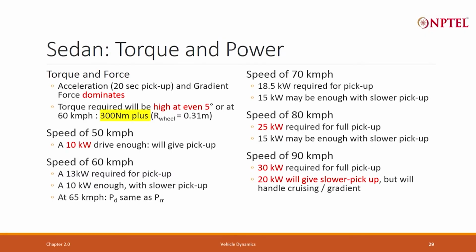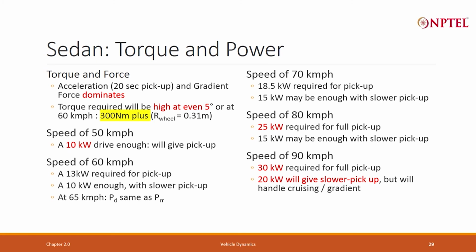Speed up to 90 kilometer per hour, you suddenly require 30 kilowatt for pickup. 20 kilowatt may be enough, including for slope. Slope, of course, you will not go at 90 kilometer per hour, you will go at 30 kilometer per hour. So, if you have a 20 kilowatt motor, it will give you a slower pickup, but the rest will work. But at 90 kilometer per hour, this kind of stabilizes.